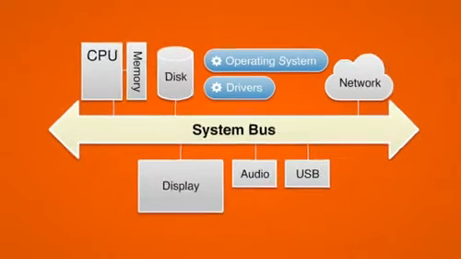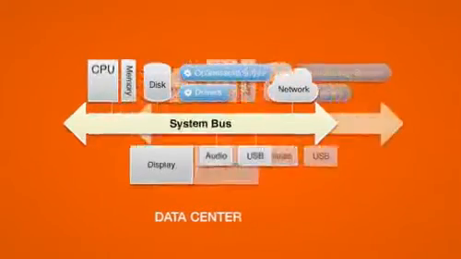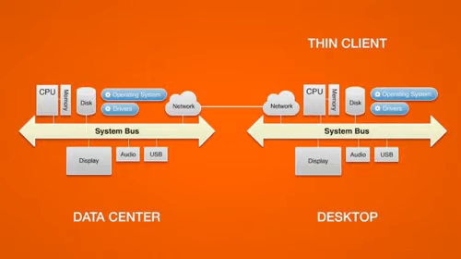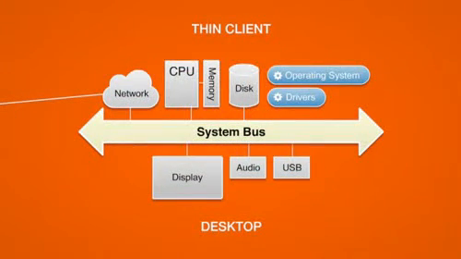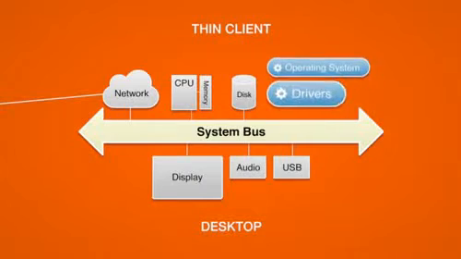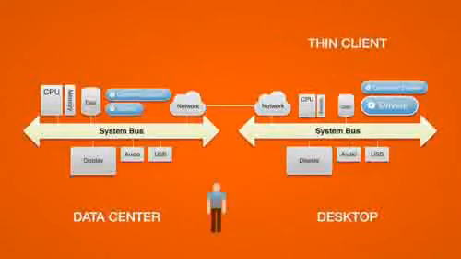Now, if we want to move this PC into the data center, then one way of accessing that PC is from a thin client. You'll notice that a thin client looks a lot like a PC on the inside. That's because it is a PC. It's just a stripped-down PC running a special application to allow the user to interact with the remote desktop in the data center.